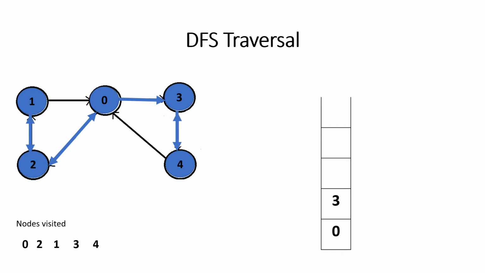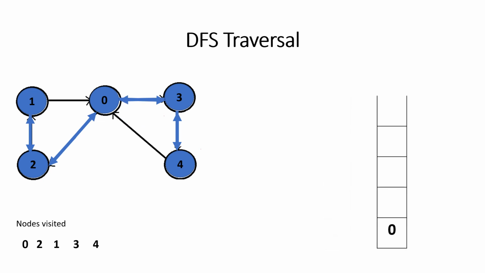Now check whether the current vertex 3 which is on top of the stack is having any unvisited adjacent vertex. We can see that 3 is not having any adjacent vertex. So backtrack and pop out the current vertex on top of the stack. So now we reached back to vertex 0.